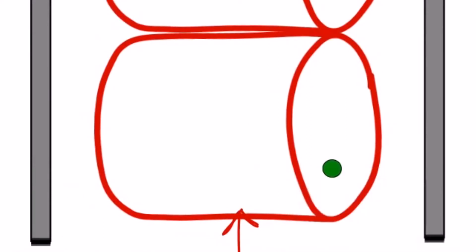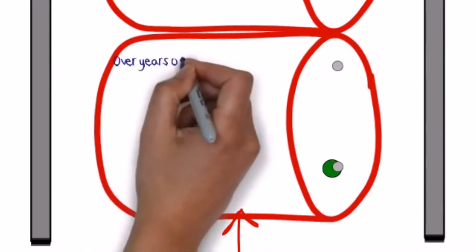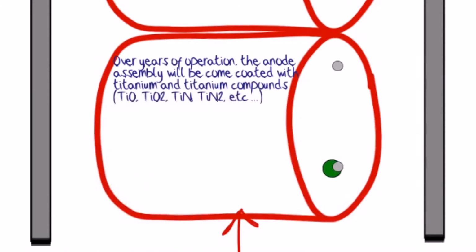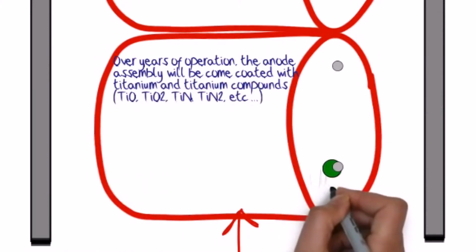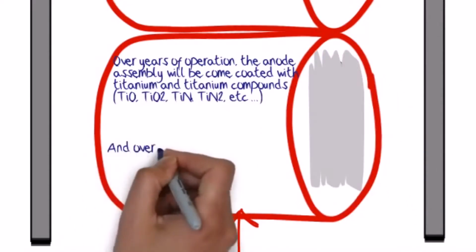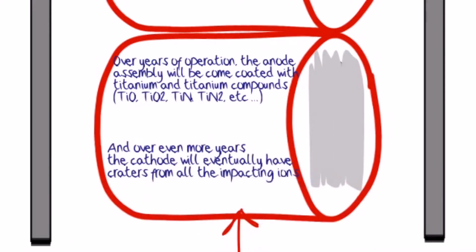And over time, enough molecules are going to sputter that you will actually have a build-up of those titanium compounds and titanium directly all over the walls of those anode tubes. And over the years, the cathode will eventually have craters formed from all the impacting ions.